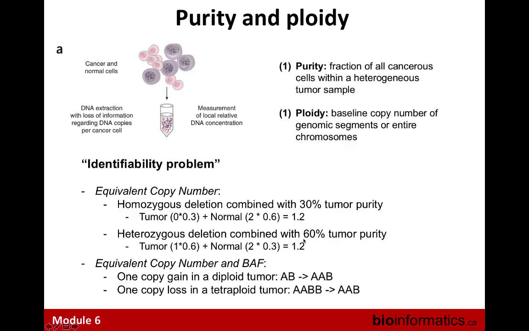You can also get 1.2 in a heterozygous deletion case in a tumor with 60% purity. In this case, you have two copies coming from 30% of cells and one copy coming from 60% of cells. So you have the same measured copy number, but two ways in which it could have happened. You could also have an equivalent beta allele frequency. For instance, in a case where you have a copy number gain in a diploid tumor, so you go from AB to AAB, or you could have a copy number loss in a tetraploid tumor, so you go from AABB to AAB. So there's this identifiability problem, and purity, ploidy, and subclonal events make this inference more difficult.